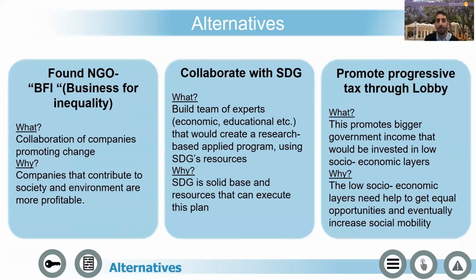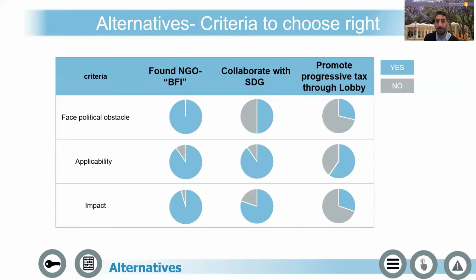Thank you, Mo. As you can see, we found three different alternatives in order to solve the problem. The first is to found an NGO, Business for Inequality, that will work with companies to promote change. The second is to collaborate with the SDG to build a team of experts in different areas to put together a body of research. The third is to change the tax through lobbying in different countries. We decided to look at each one next to the others and see which one is better across all of our parameters, and found that the best one is to open the new NGO, BFI.